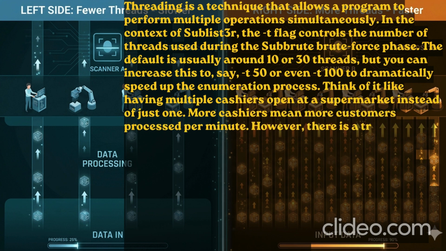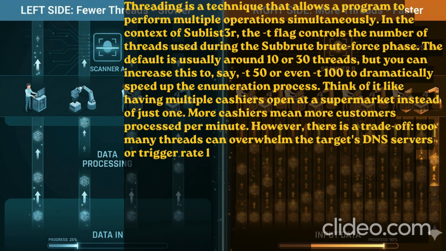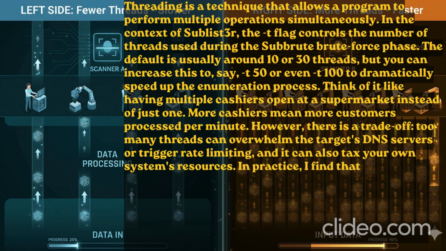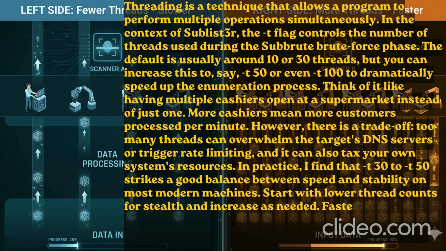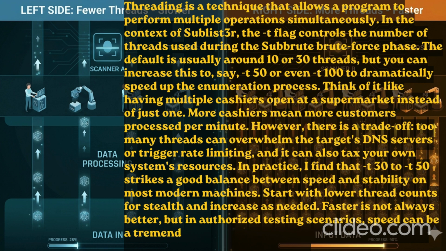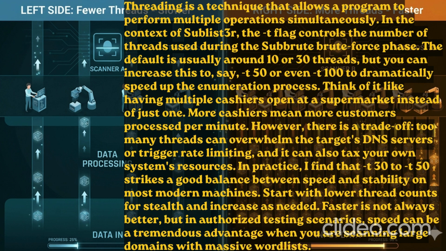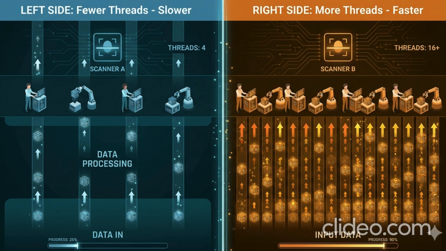However, this is a trade-off. Too many threads can overwhelm the target's DNS server and trigger rate limiting, and it can also tax your own system resources. In practice, I find that -t 30 to -t 50 strikes a good balance between speed and stability on most modern machines. Start with lower thread counts for stealth and increase as needed. Faster is not always better, but in authorized testing scenarios, speed can be a tremendous advantage when you are scanning large domains with massive wordlists.